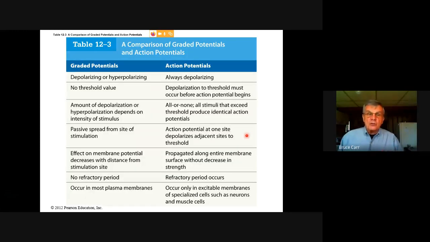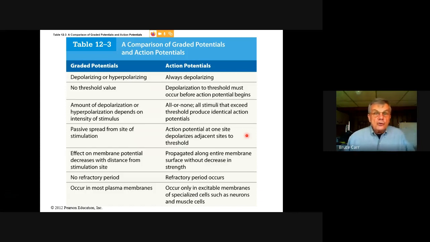So to compare, we've already talked about the characteristics of graded potentials. How do action potentials differ? First of all, when you reach threshold and pop that sodium gate, it's always going to depolarize. It's not going to hyperpolarize. The depolarization to threshold has to occur before the action potential begins. There is a threshold value.